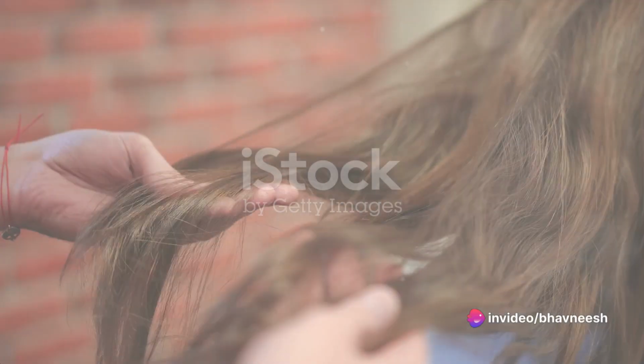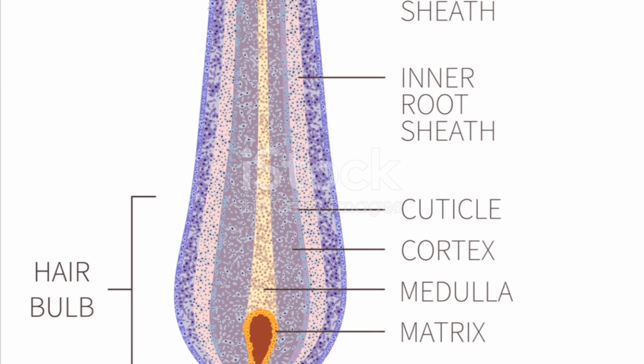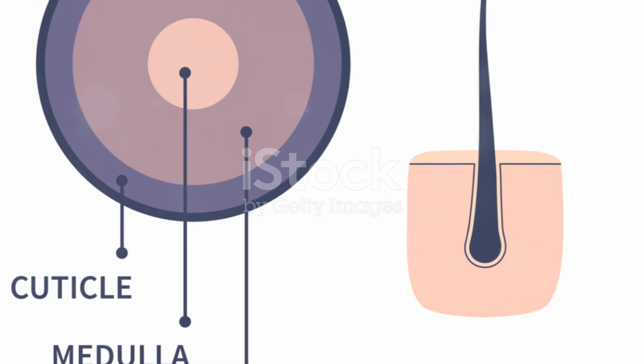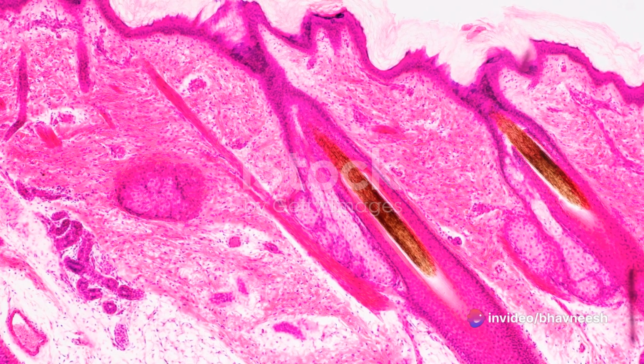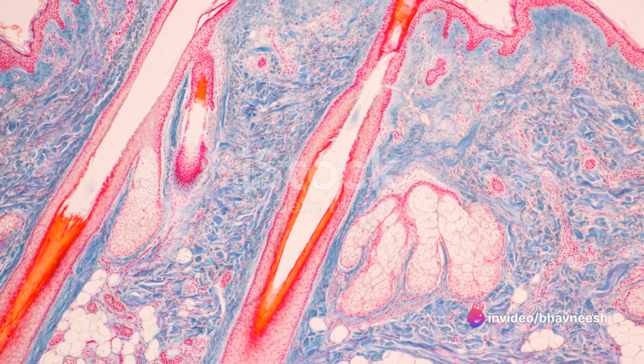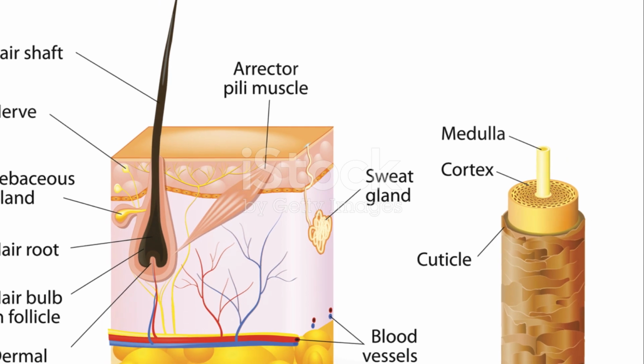First, we need to understand what exactly is hair and how it grows. Hair, an integral part of our body, is much more complex than it appears. It's not just a strand, but an intricate structure divided into two parts: the follicle, which is beneath the skin, and the shaft, which is the part we see above our scalp. Let's dive a bit deeper.